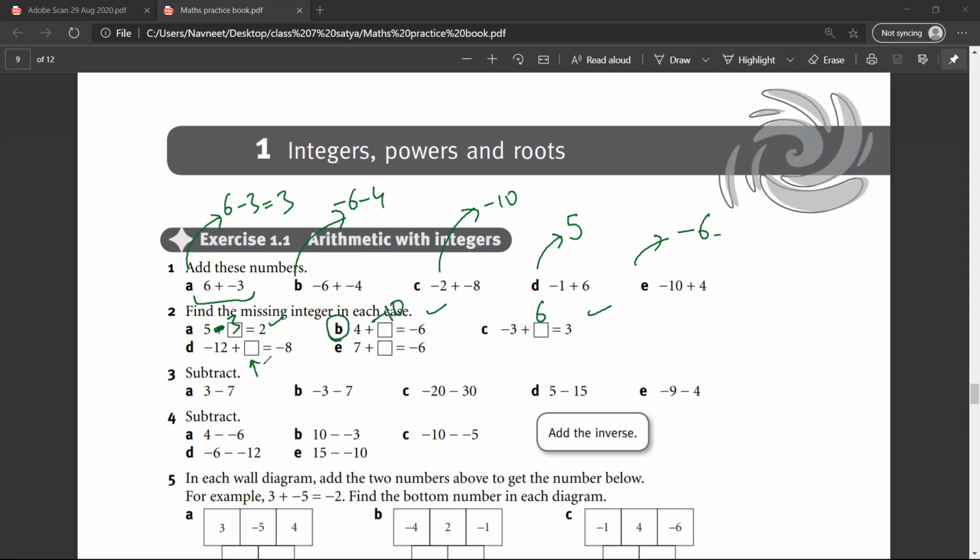Four. -12 plus 4. Shabash. What should I write here? Minus 13. Shabash. Very nice. Question number 3. Okay, 3 minus 7 is.